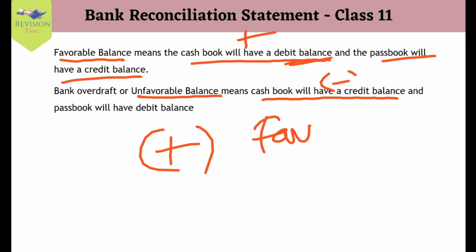In cash book we studied credit is minus, and the passbook will be debit. So when the passbook is debit, it will be an unfavorable balance. For passbook we also call it bank overdraft or unfavorable balance, when the cash book is a credit balance and the passbook is a debit balance. So this is very important to understand about favorable and unfavorable balances.